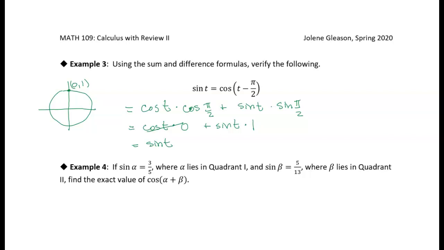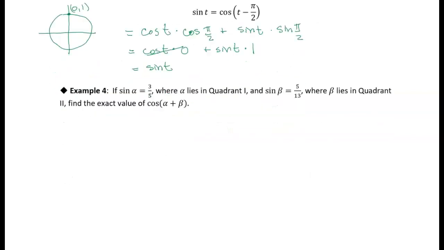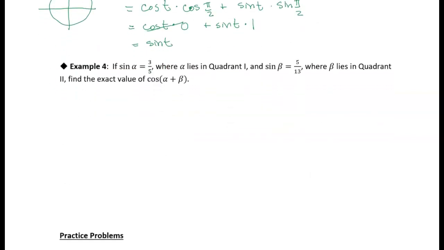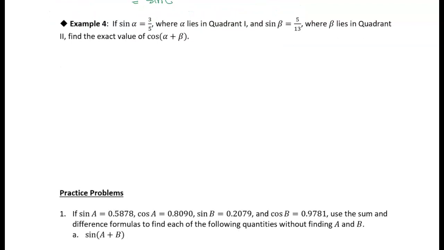All right, now let's go to the next one. Okay, so now here we're not given angles. We're given the sine of alpha and told that it is in the first quadrant. And we're given the sine of beta and told that it's in the second quadrant.